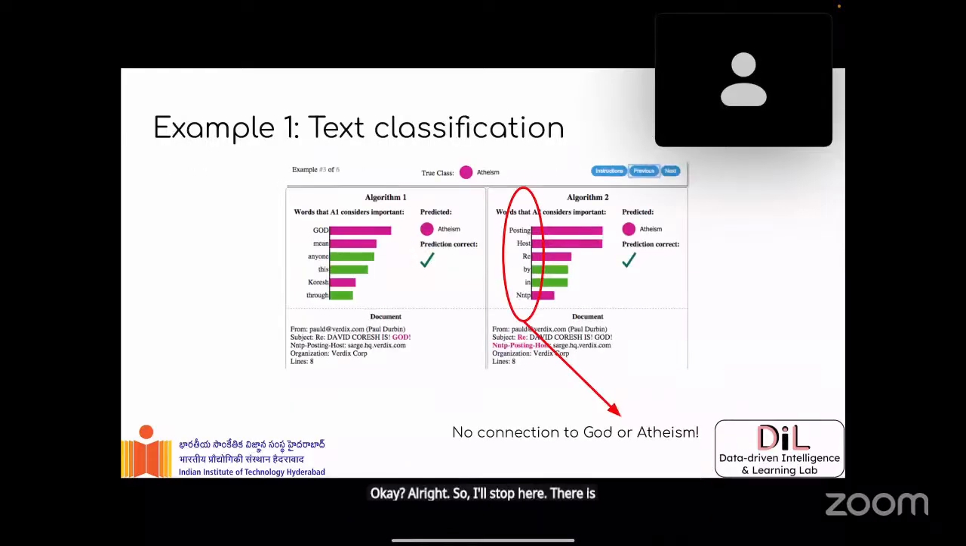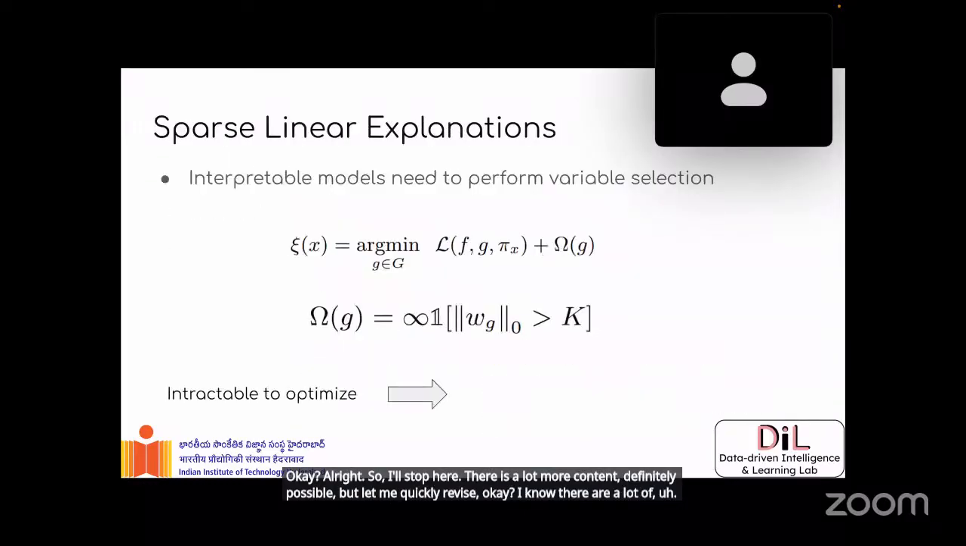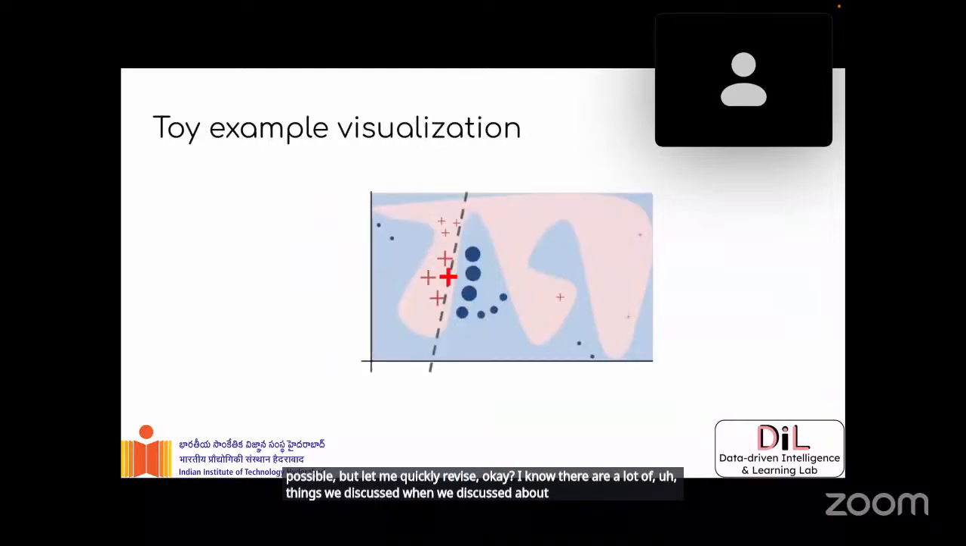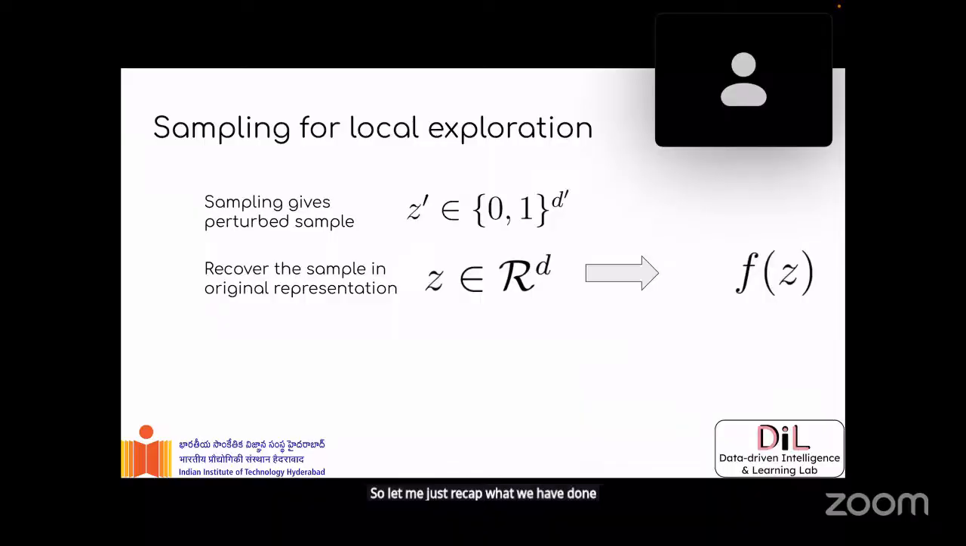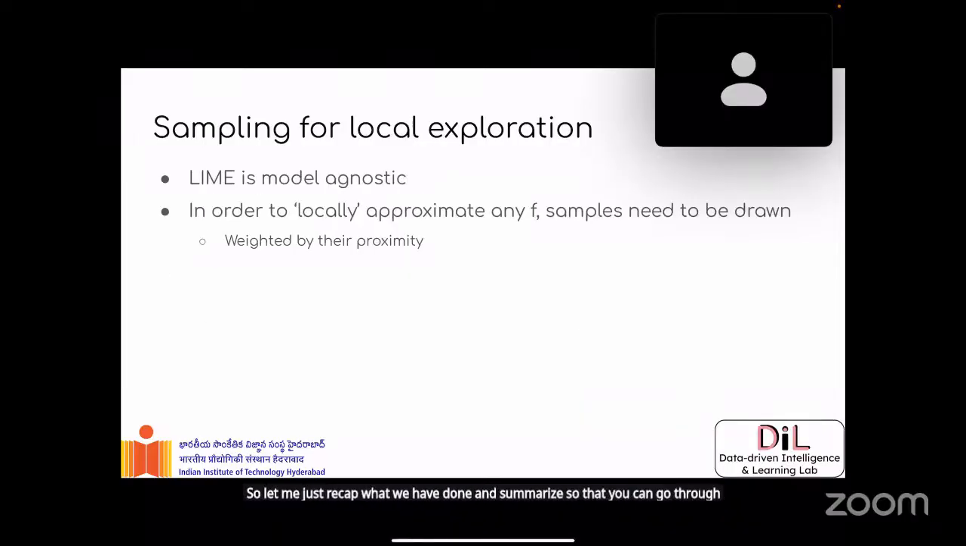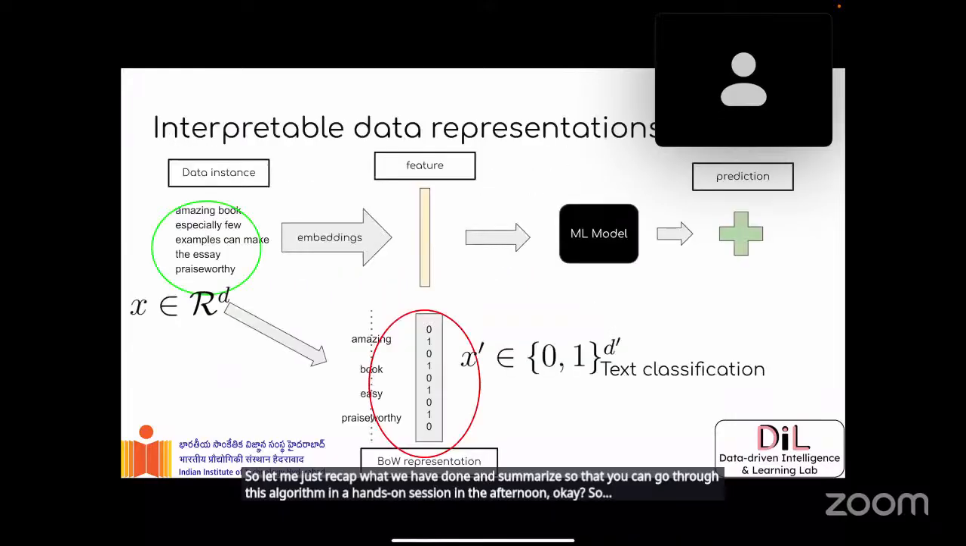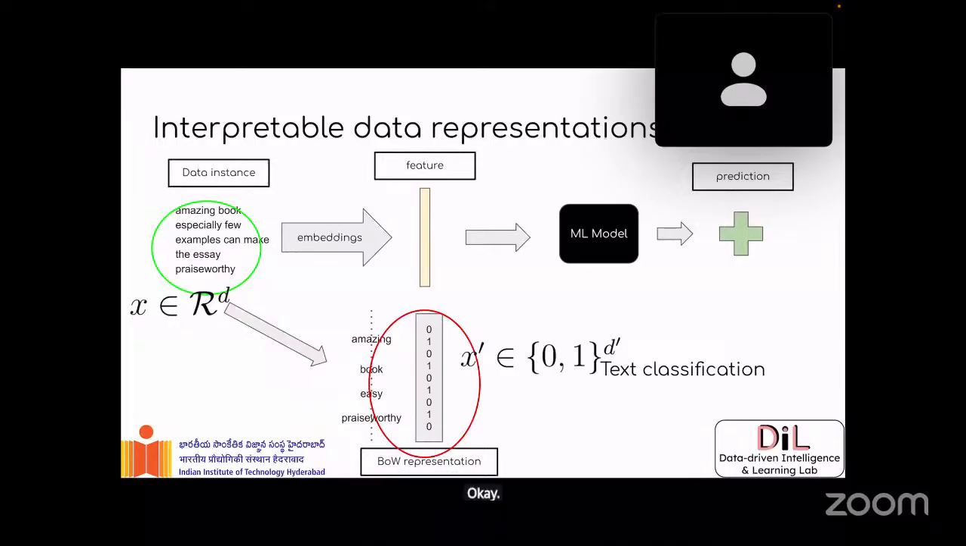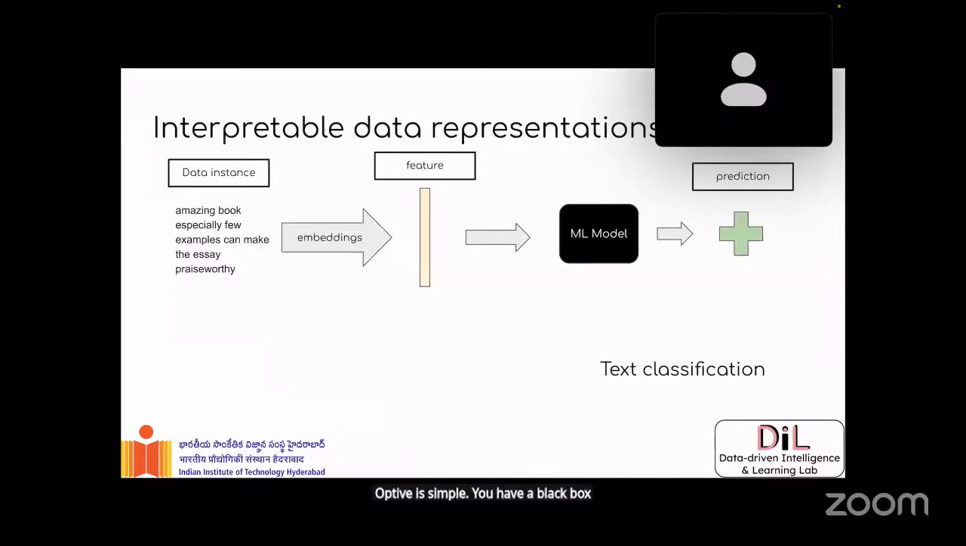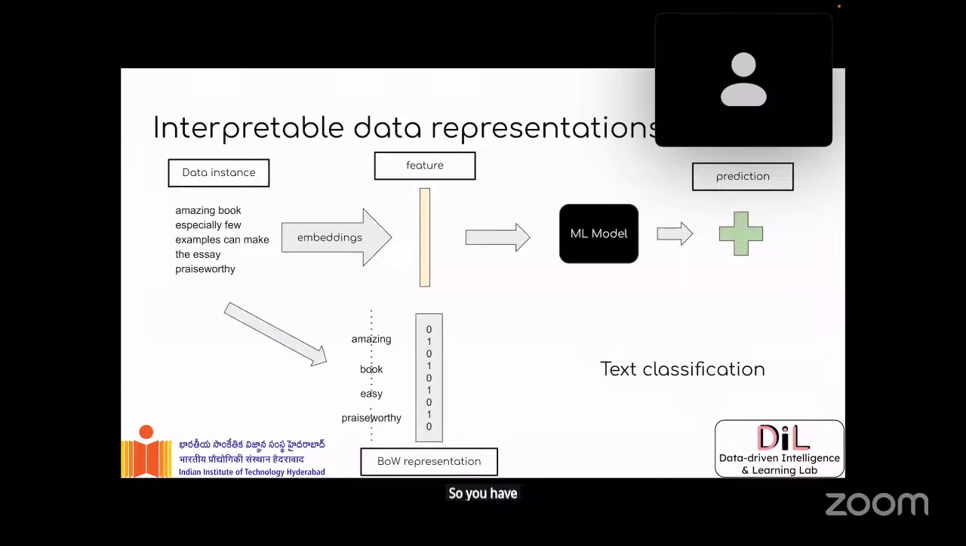There is a lot more content definitely possible, but let me quickly revise. I know there are a lot of things we discussed when we discussed LIME. So let me just recap what we have done and summarize so that you can go through this algorithm in a hands-on session in the afternoon. The objective is simple. You have a black box model. It can be a text classifier, an image classifier, anything. So you have to create an explainable or interpretable input.